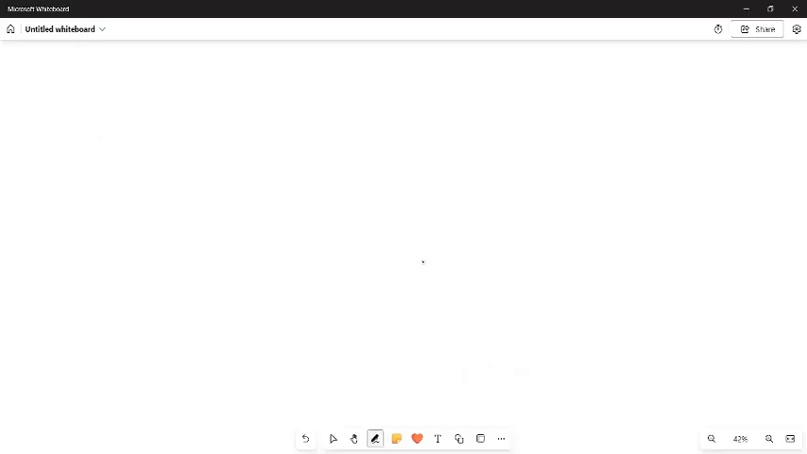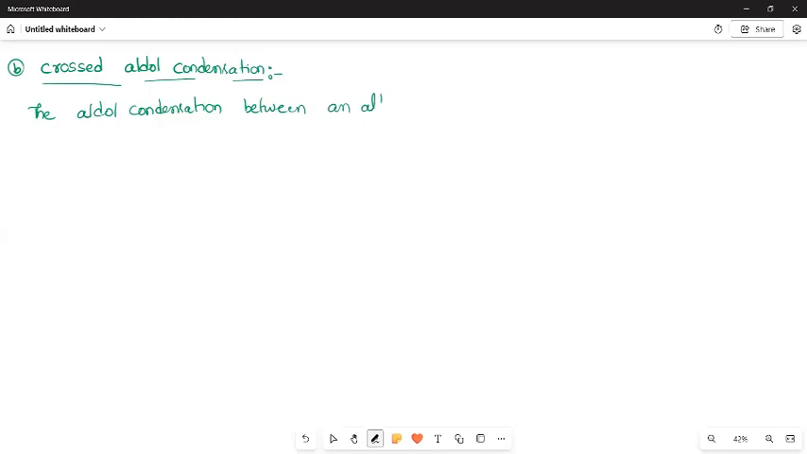Next, within the aldol condensation, I would like to involve one small subgroup. That is the crossed aldol condensation. The aldol condensation between an aldehyde and a ketone. Previous reactions we have done in between aldehydes and in between ketones. Now we are taking an aldehyde and a ketone with alpha hydrogens.